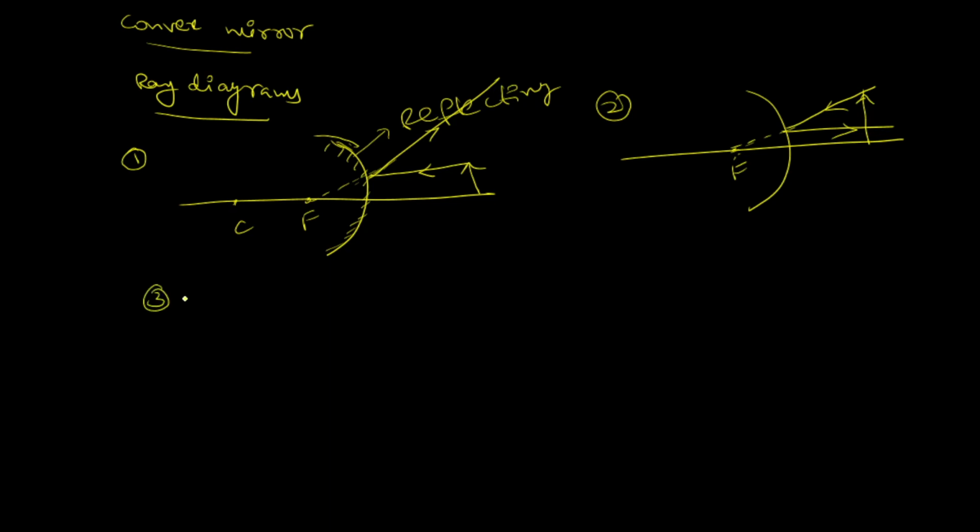Now coming to one more ray, that is the ray which appears to move in the direction of the center of curvature. If this is the object and this is the center of curvature, whenever you extend the ray on the other side, you will feel that it is moving towards the center of curvature, and therefore the reflecting ray will be in the same path as that of the incident ray, but in the opposite direction. These are the three ray diagrams for the convex mirror.